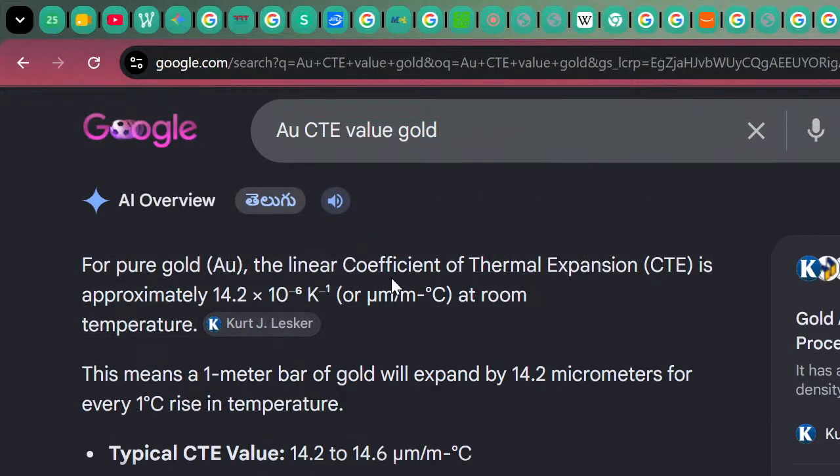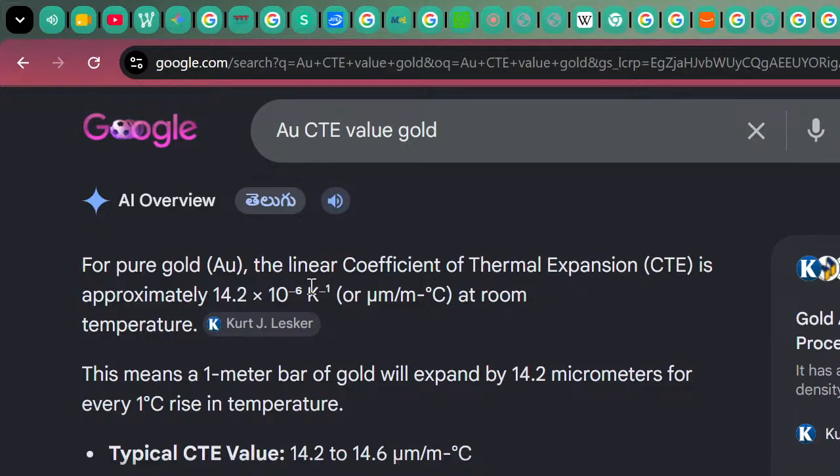So for pure gold, the linear coefficient of thermal expansion is approximately 14.2 into 10 to the power of minus 6. The values are very similar to what we have at Suchna, as per our Suchna documentation. So for copper 16.5 to 17 ppm, for nickel 13, for gold 14.2. So different materials have different linear coefficients of thermal expansion, CTE.